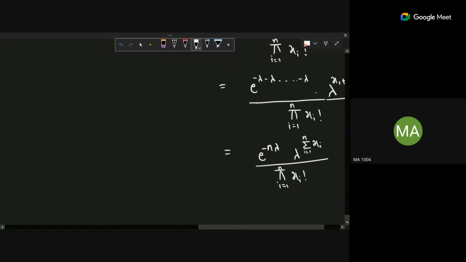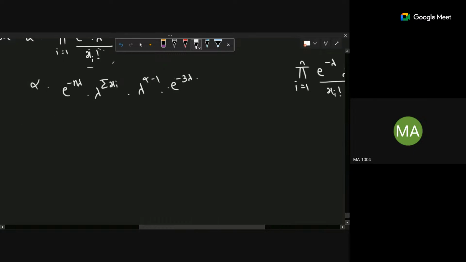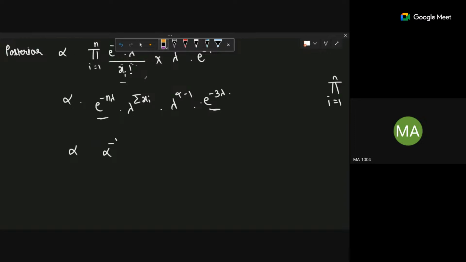So that was the explanation for it. I just wrote here. And now the exponential part, I will write it together. So again, lambda is common there. So e to the power minus lambda common, it is n plus 3. And what about here? Lambda raised to the power summation of xi's plus alpha minus 1. Okay. So the sample is given to us, right?